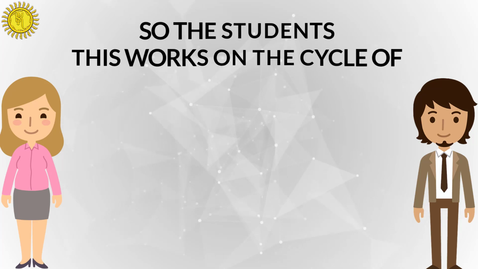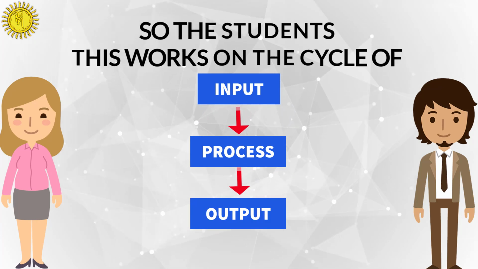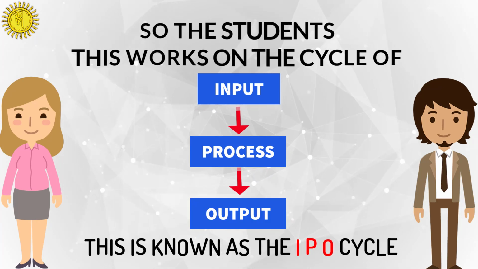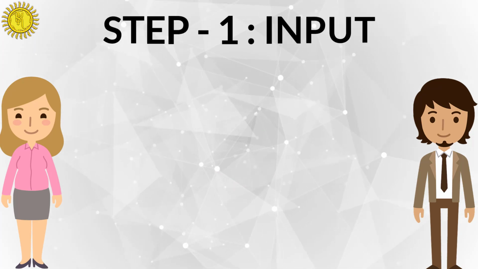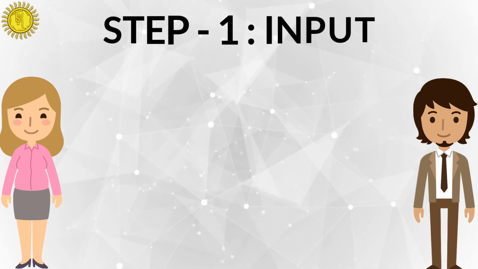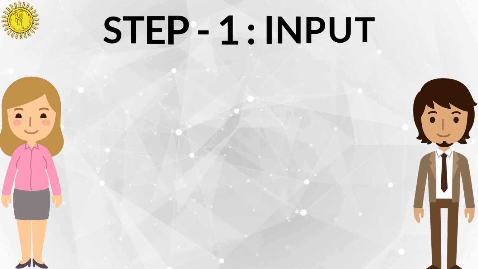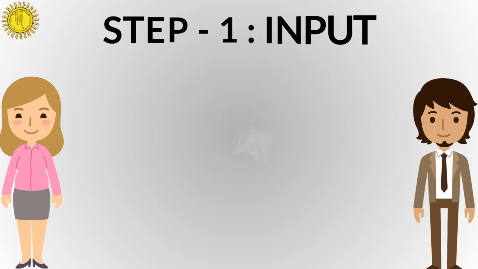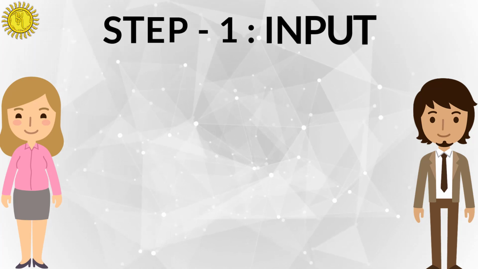So students, this works on the cycle of input, process, and output. This cycle is known as the IPO cycle. Let us see the first step, input. Any words, numbers, or symbols entered in a computer are called data. Any orders you give to a computer are known as instructions. Input is the data and instructions both given to the computer. You can enter data and instructions into a computer through input devices, such as a keyboard, mouse, microphone, and so on.